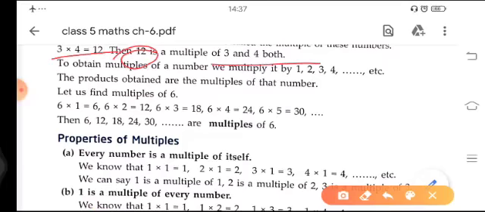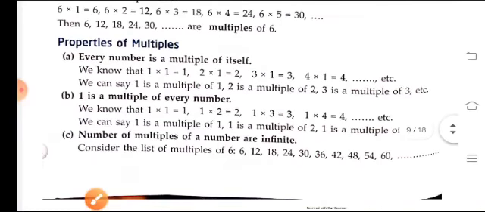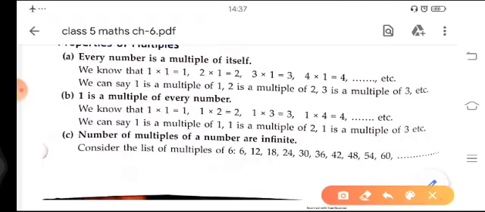So there are some properties of multiples. First, every number is a multiple of itself, like 1 into 1, 2 into 1, 3 into 1. Next, 1 is a factor of every number, and we can multiply each and every number with 1. Next, the number of multiples of a number is infinite.